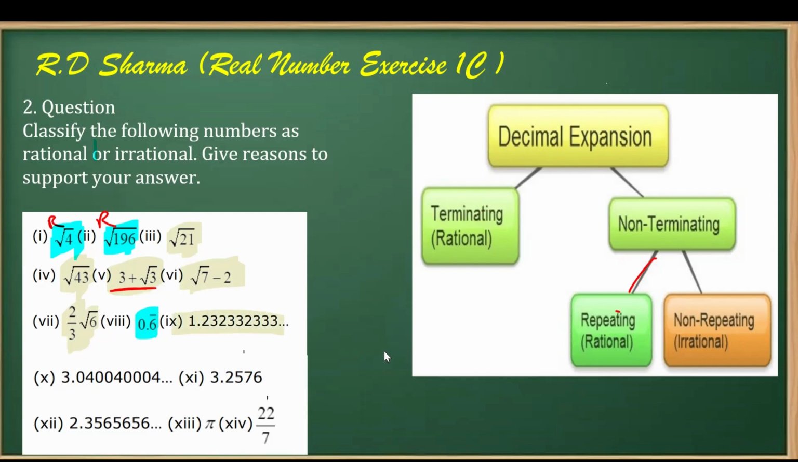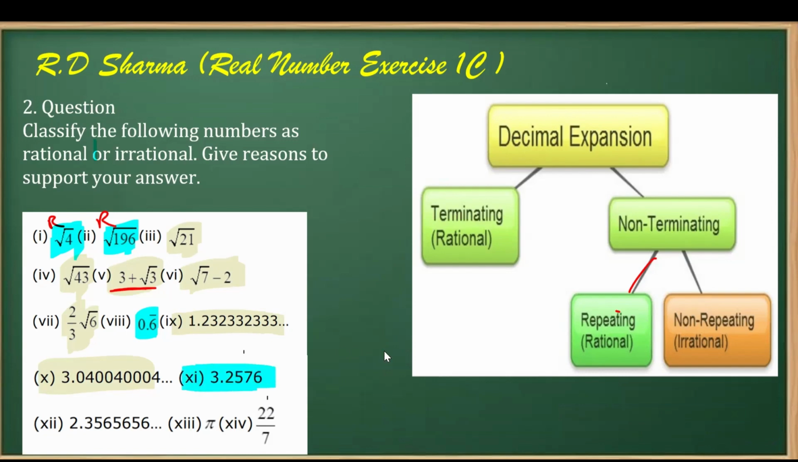Next, if I look into the next one, this is again non-terminating, non-recurring. You see 0, 4, then it is coming as 004, 004. Then next time it is coming 0004. So this is an example of an irrational number. The reason you will give here is that it is non-terminating, non-recurring.